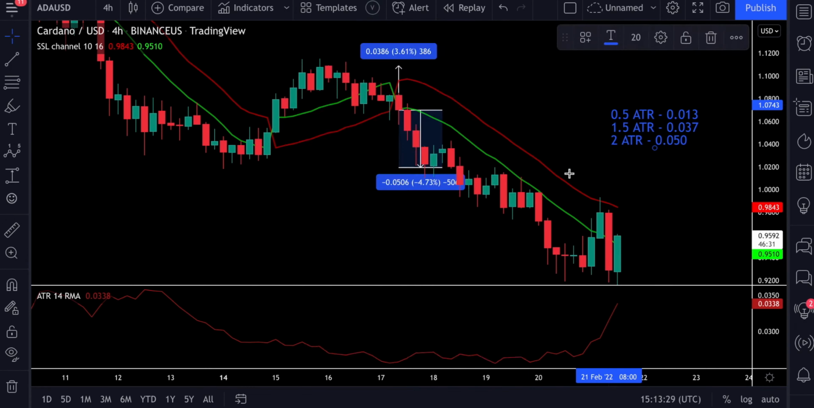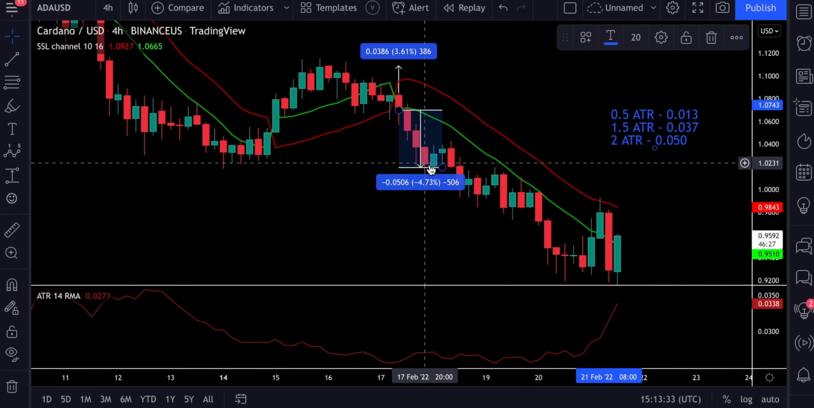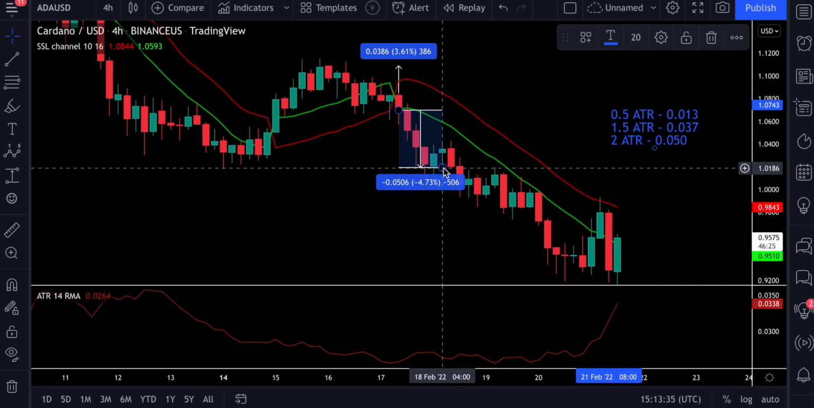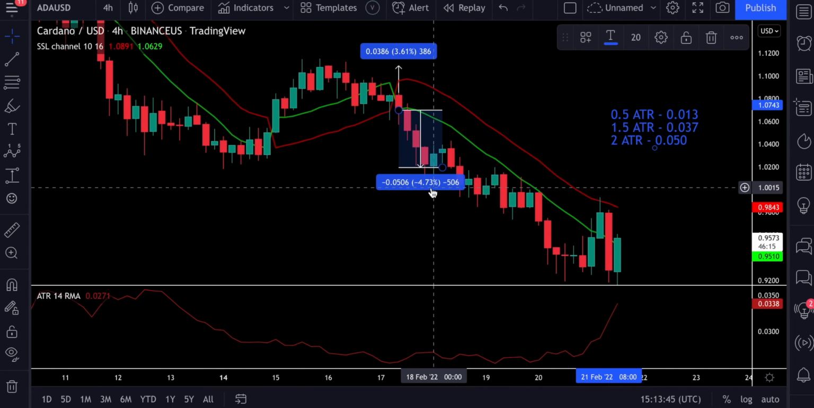Okay. So we have our notes here. This is a 2 ATR value. Here's the price. Before entering the trade, you need to set yourself an alert so that you know when the price actually hits this 2 value of the ATR.